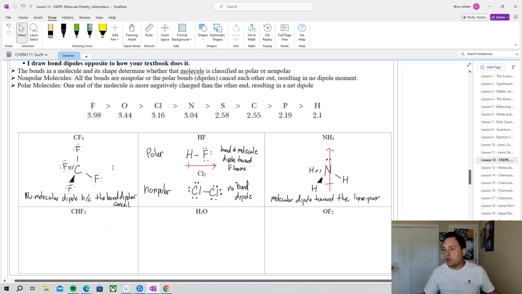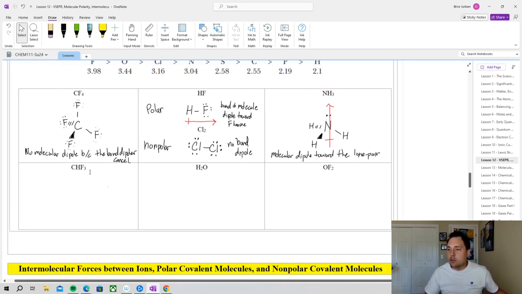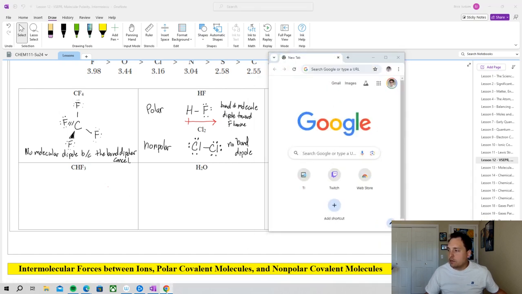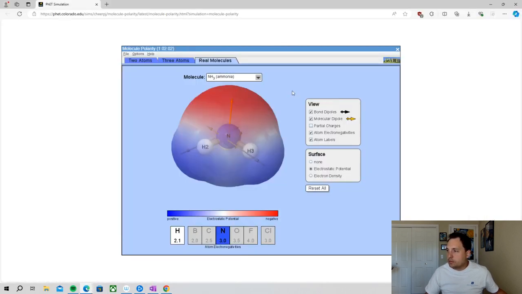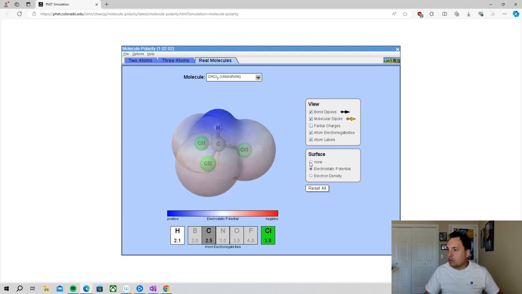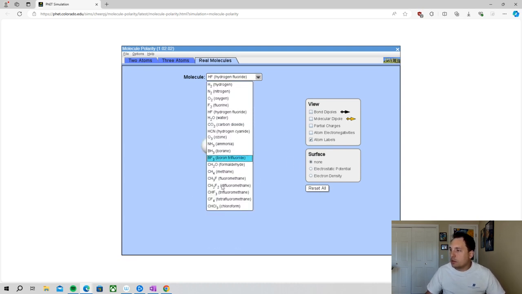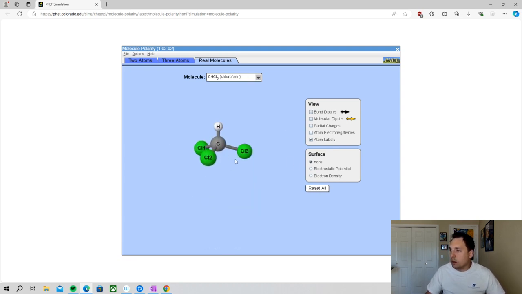Another really useful example is to look at one where there's 3 different types of atoms. So chloroform has 1 hydrogen and 3 chlorines attached to a carbon. In this case, 3 of these bond dipoles are going to go towards the chlorines, and then one of the bond dipoles is going to go towards the carbon because hydrogen is less electronegative. So it's a little hard to see that here on this molecule.